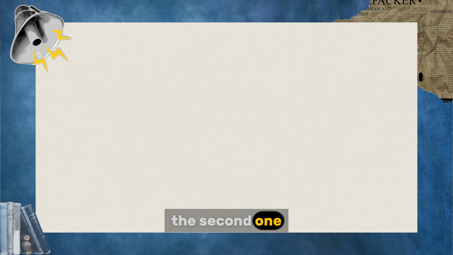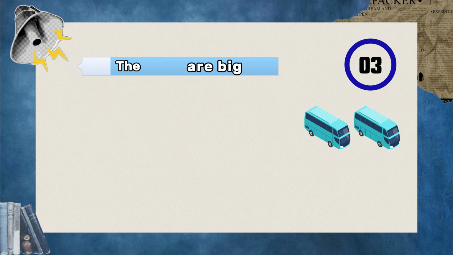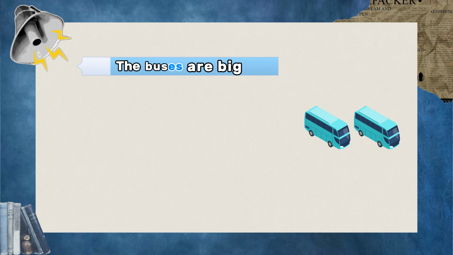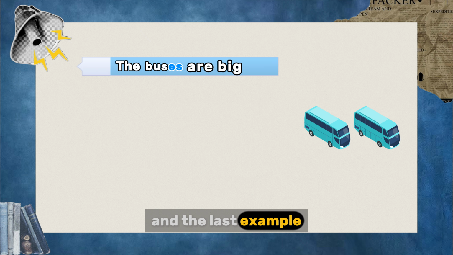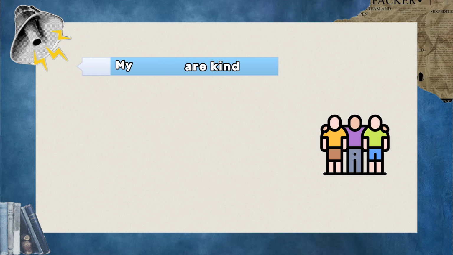The second one, the buses are big. That's right, buses. Because we used are, so it means more than one. The buses are big. And the last example, my friends are kind. Right. My friends are kind.